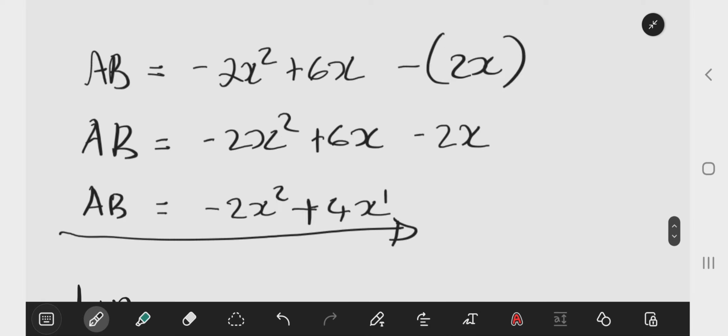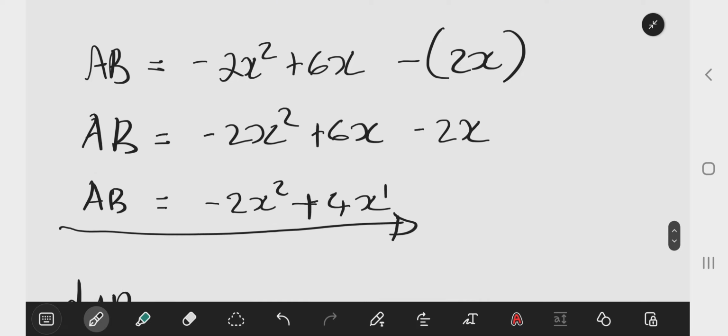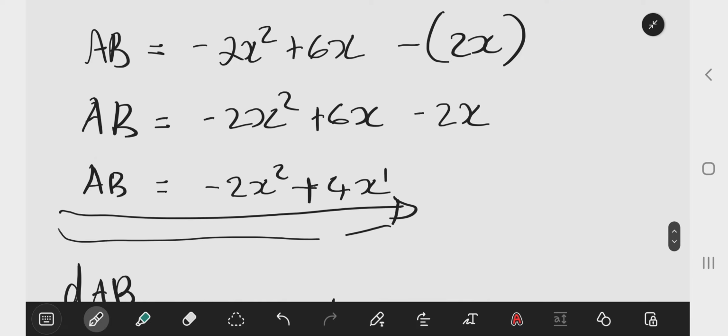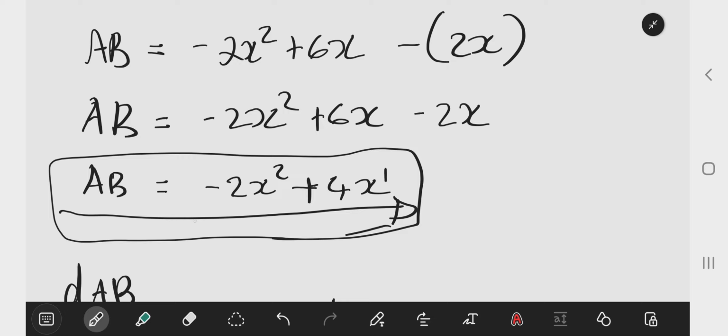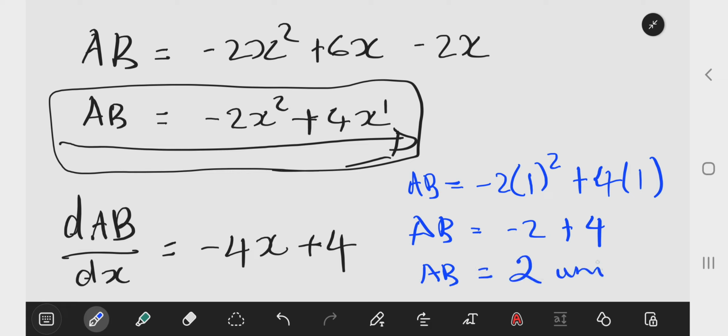X equals to 1, and the last step ekumele usenze usubstitute lo x wakho back to the distance formula, right? So i-distance formula yakho nayo la phezulu. So substitute x wakho khona la for ukuthola le maximum distance yakho. So maximum distance yakho izothi la ubona khona x manje substitute u1, right? And then AB is equal to, and then lana kuphuma minus 2 plus 4, and then distance yakho or your maximum distance is 2 units.